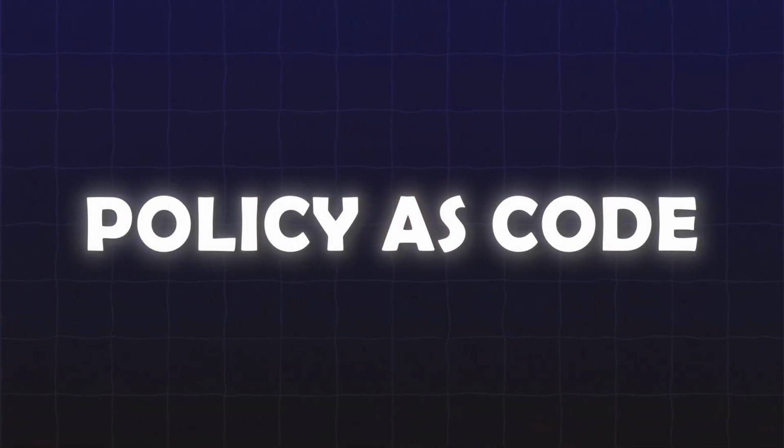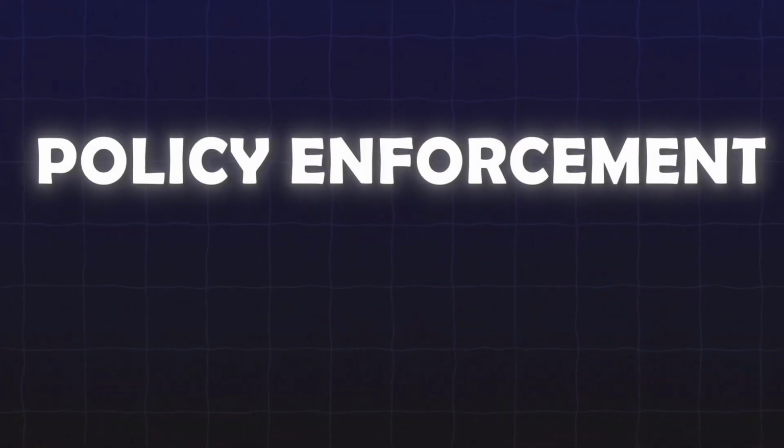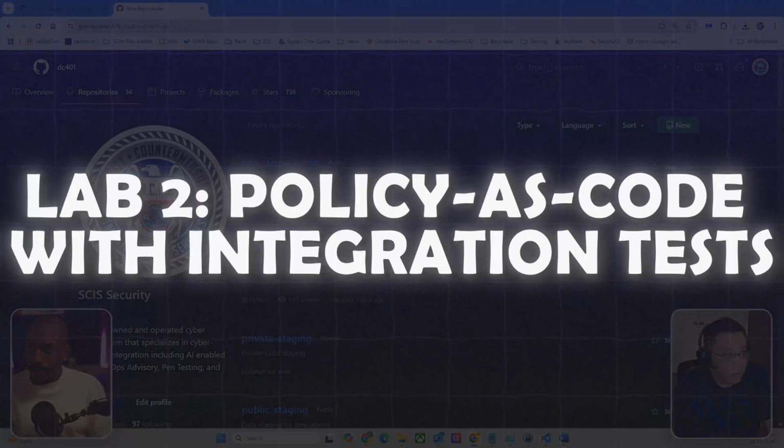Now let's hop into the second lab where we go over some policy as code testing and essentially use the same detection as code engineering mindset and practice to test cloud infrastructure compliance and security controls. This lab will demonstrate how we can automate policy enforcement and validation using Cloud Custodian in a GCP environment. Let's move on to the second one.